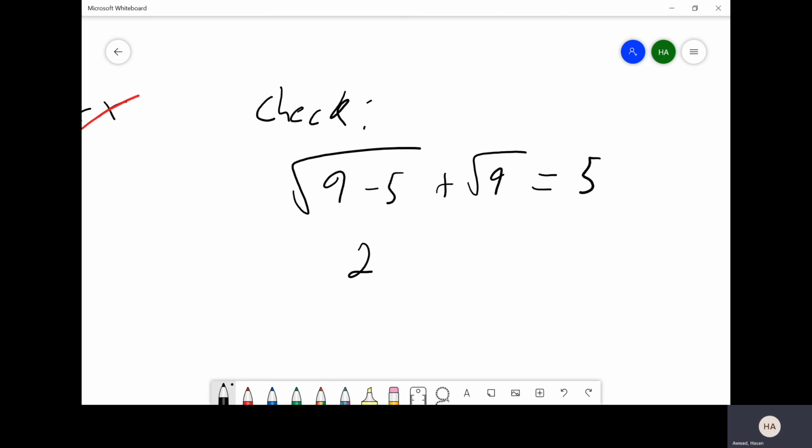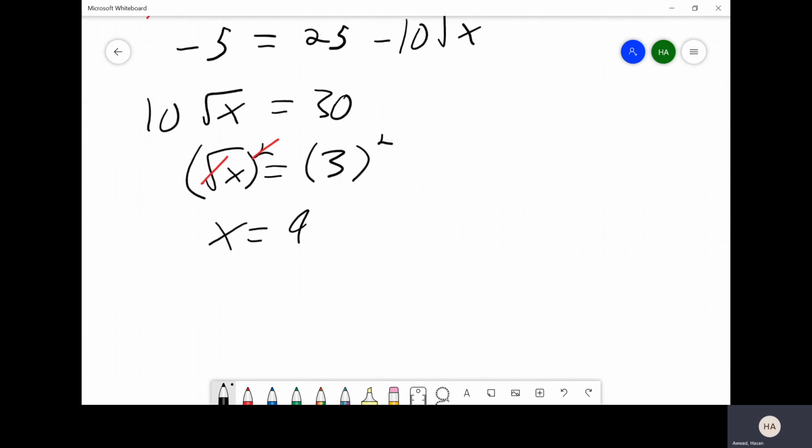And square root of 9, once again, only consider the positive value. So square root of 9 is just going to be plus 3. And hooray, 2 plus 3 is 5. We know that it checks out. So this is not an extraneous solution. Our solution set, you can just write the curly braces around the one number. Our solution set is just 9. X is equal to 9.